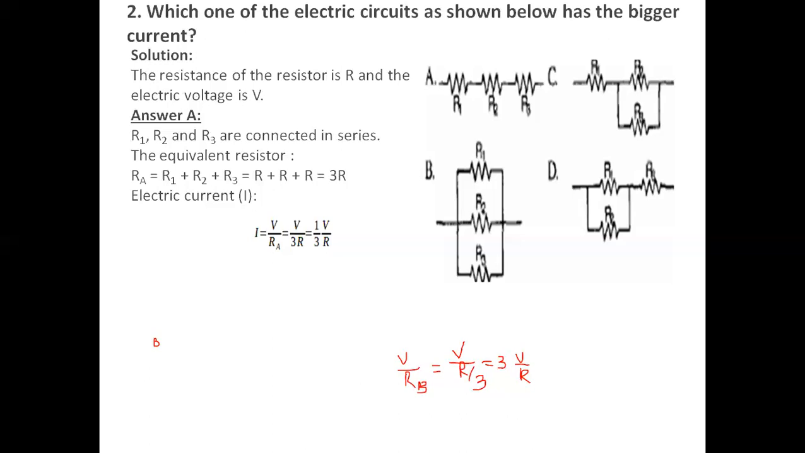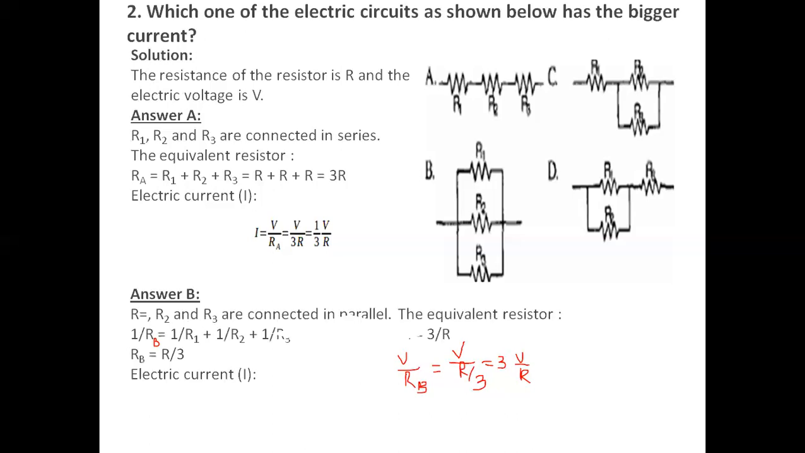You see here, that is only 1 over Rp equal to 1 over R plus 1 over R plus 1 over R. That is 3 by R. Okay, so Rp equal to R by 3.